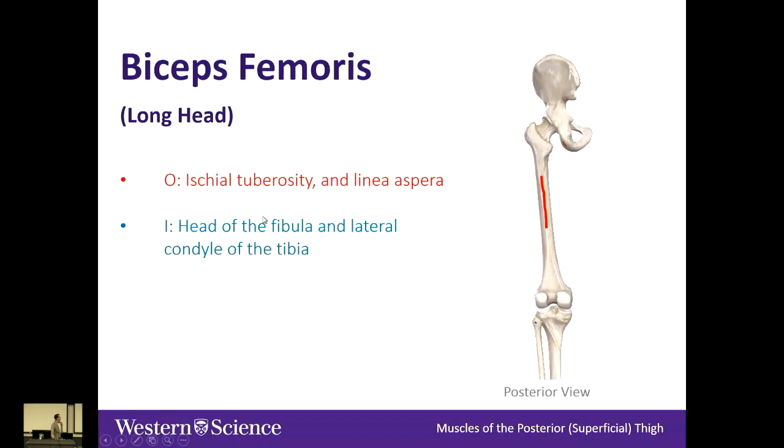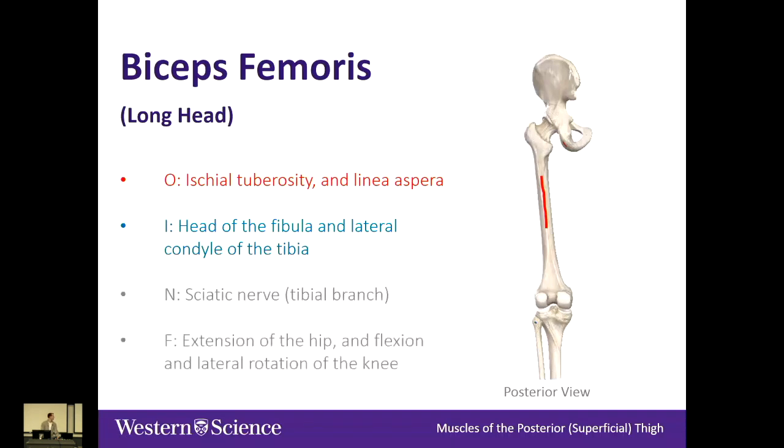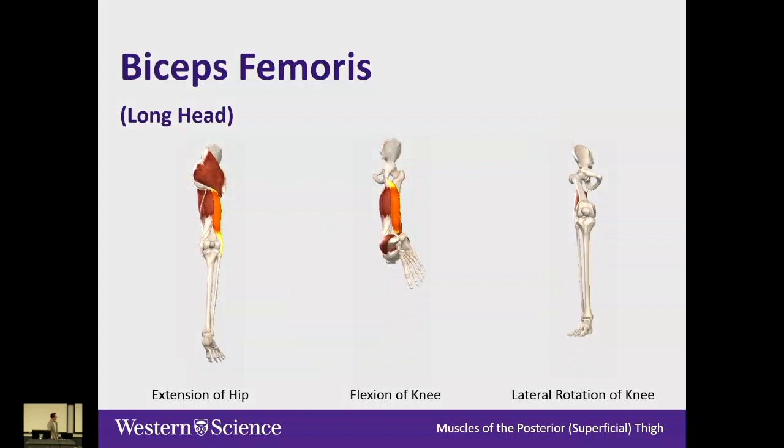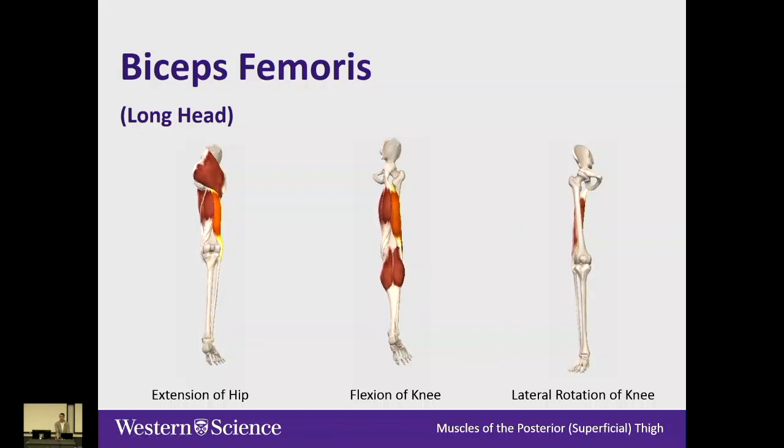Inserting onto the lateral side now: head of the fibula over here, and the lateral condyle of the tibia, which would be in this region. Because it's on the lateral side, you'd expect lateral rotation, and because it's a posterior muscle, you'd expect sciatic nerve. So that's exactly what we see: sciatic nerve, and essentially the exact same functions as the semitendinosus, except instead of the medial rotation, it does lateral rotation. Okay, so just to see that again. Posterior view, muscle on the lateral side, extends the hip, contracts and flexes the knee, and now it does a little bit of rotation out towards that direction.